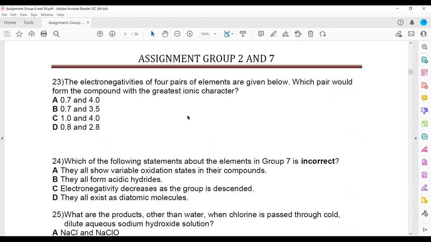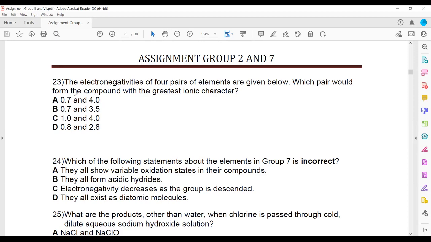In question 23, the electronegativities of 4 pairs of elements are given below. Which pair would form a compound with the greatest ionic character? To form the compound with the greatest ionic character, there should be a greater difference in the electronegativity. A greater difference means a complete transfer of electrons. As a result, it will have the greatest ionic character.